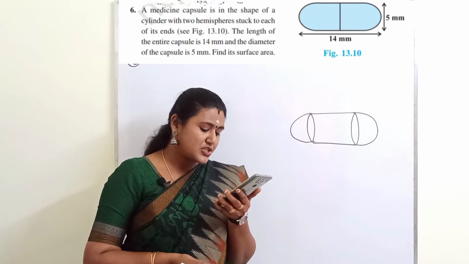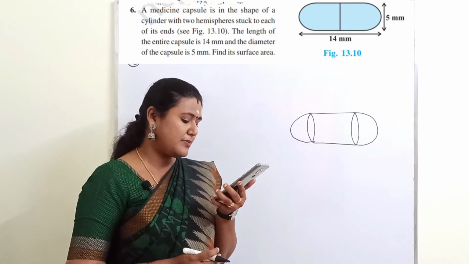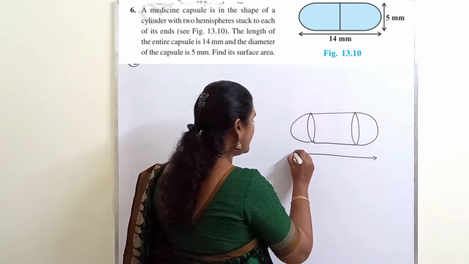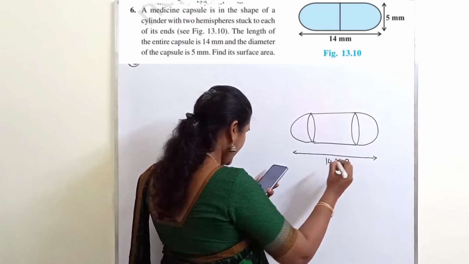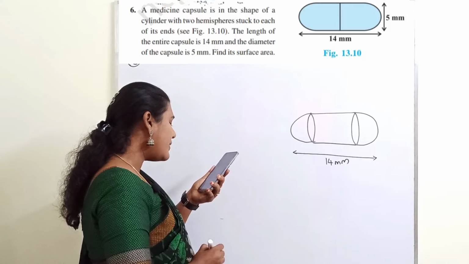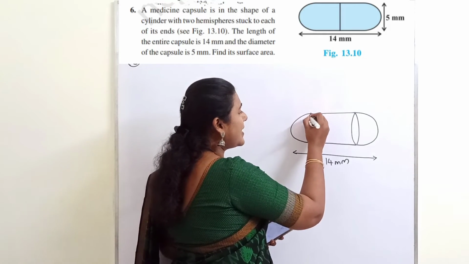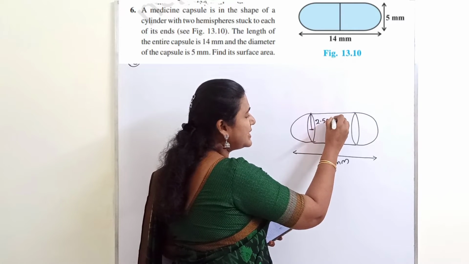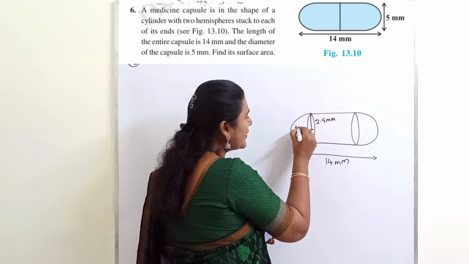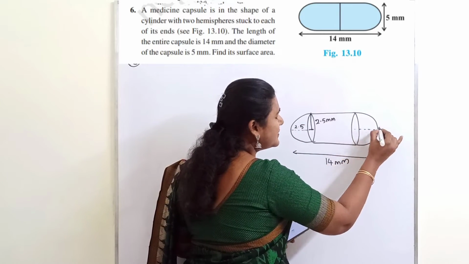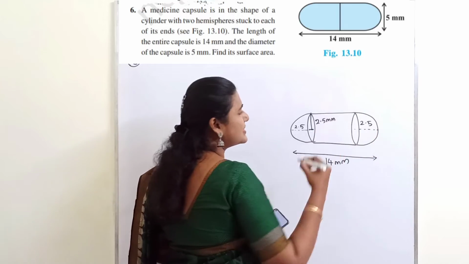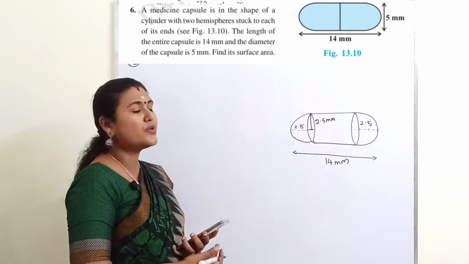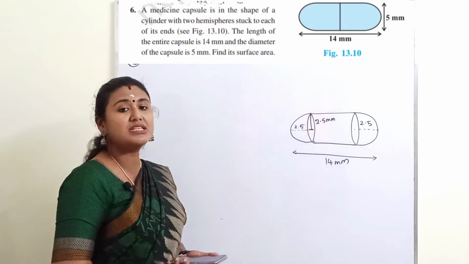What are the dimensions given? The length of the entire capsule is 14 millimeters, and the diameter of the capsule is 5 millimeters. So the radius will be 2.5 millimeter. That means this is also 2.5, and this depth is also the radius only, 2.5 millimeter. Find its surface area. So we have to find the surface area of this capsule.